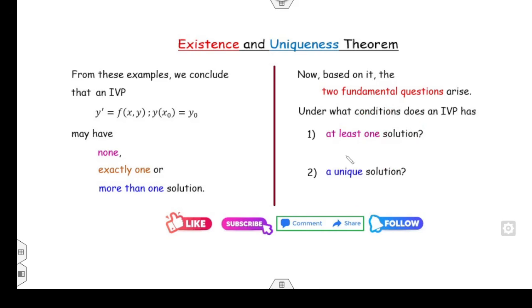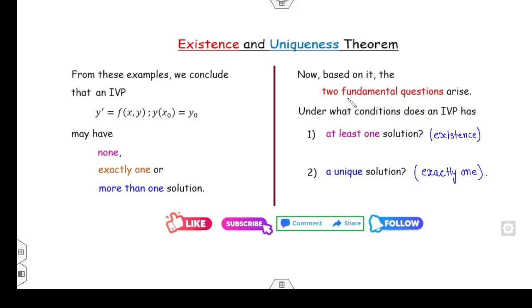What is the guarantee of the existence of the solutions? At least one, that means the existence of the solution. Existence means कम से कम एक तो solution exist करे, and uniqueness means exactly one solution. फाइन, हमारा टारगेट हमेशा एग्जैक्टली वन सोल्यूशन निकालने का होता है.